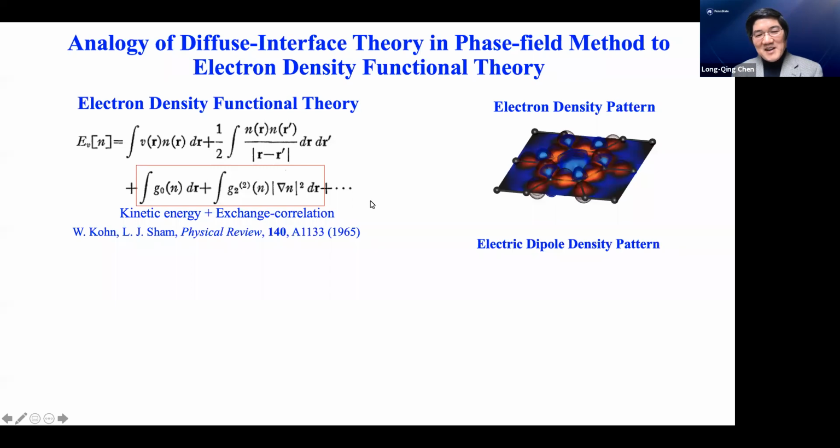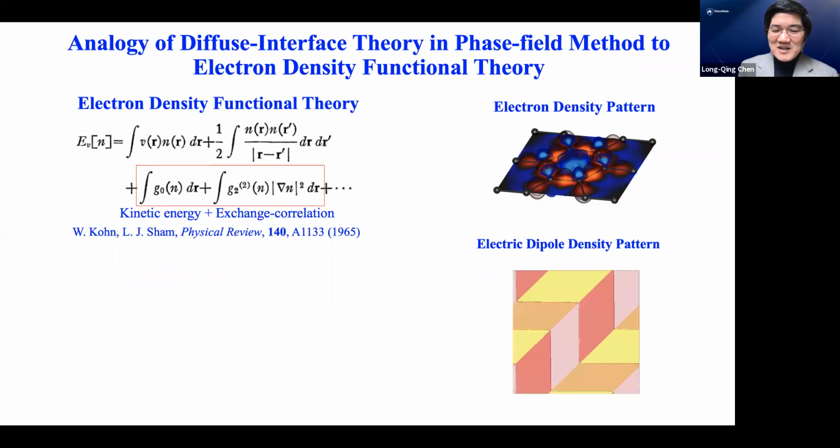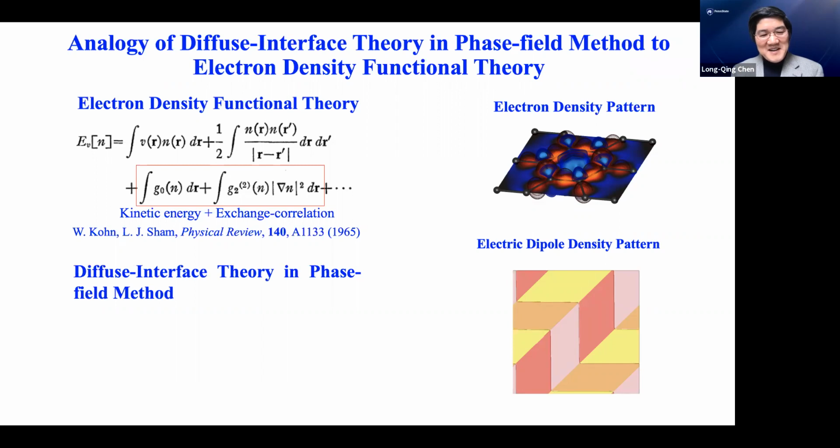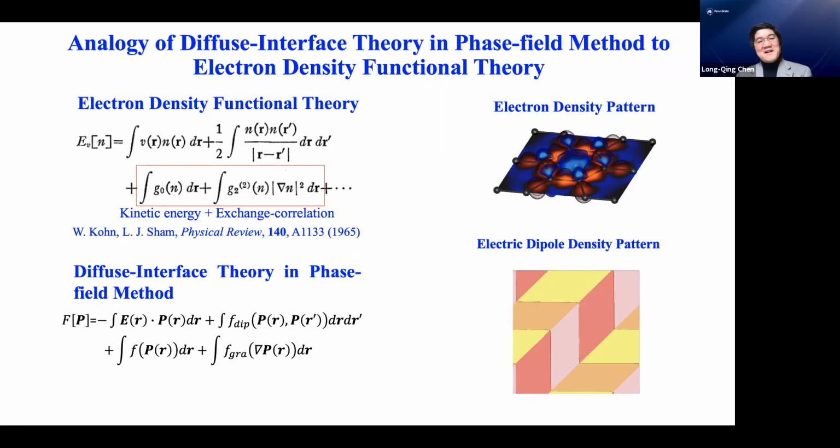But now if I have an electrical dipole density pattern or ferroelectric domain structure, in the phase field description the interfaces are diffuse. So just like the electron density distribution, it is actually a continuous function in space. There's really no sharp interface from one atom to another for the electron density. So here from one domain to another, the polarization is continuous. So mathematically, they are almost equivalent.